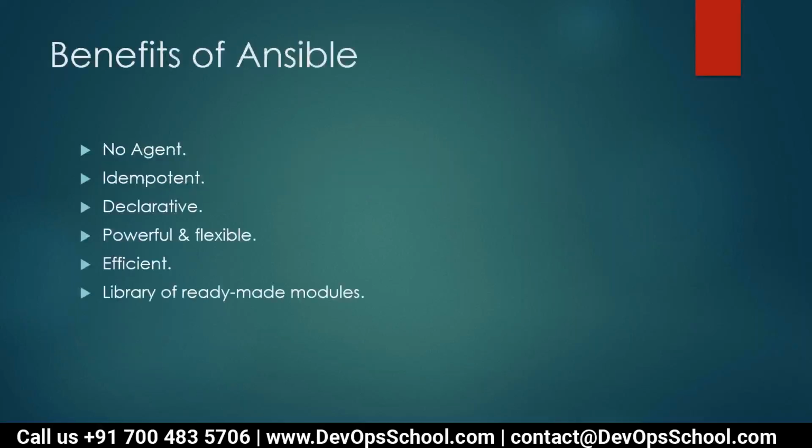So what are the benefits of Ansible? It doesn't have any agent installed on the nodes where it needs to do the configuration management. It has one central server that is called the control machine, and idempotent is one of the natures of Ansible that we will be showing and discussing. It's declarative in language. It is powerful and flexible. It can do many tasks easily because it uses YAML in the background, so it is easy to understand. It's easy to write the code, so it is efficient, and you have many ready-made libraries for you to use. So these are the benefits.